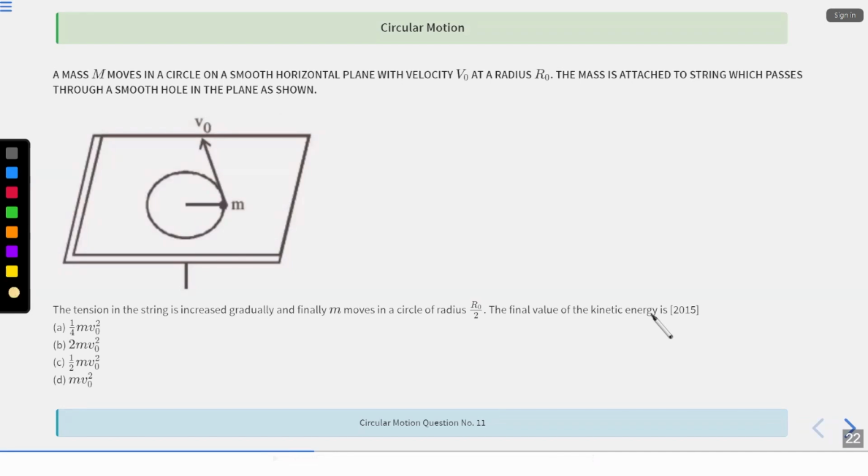So the next question is, a mass m moves in a circle on a smooth horizontal plane with velocity v0 at a radius r0. The mass is attached to a string which passes through a smooth hole in the plane as shown. The tension in the string is increased gradually, and this is a similar question that we did. Again, we'll be just applying the conservation of angular momentum.